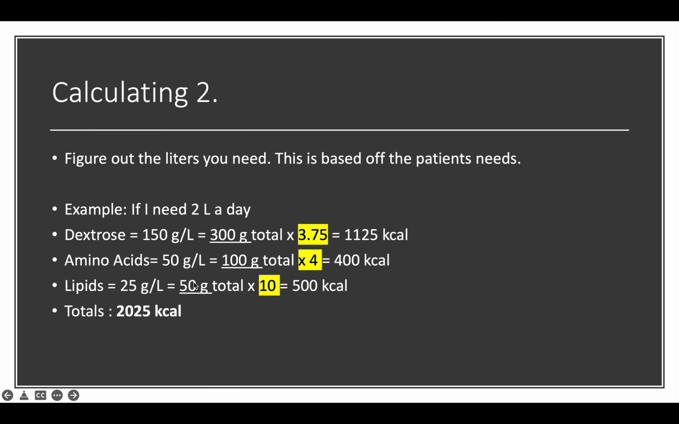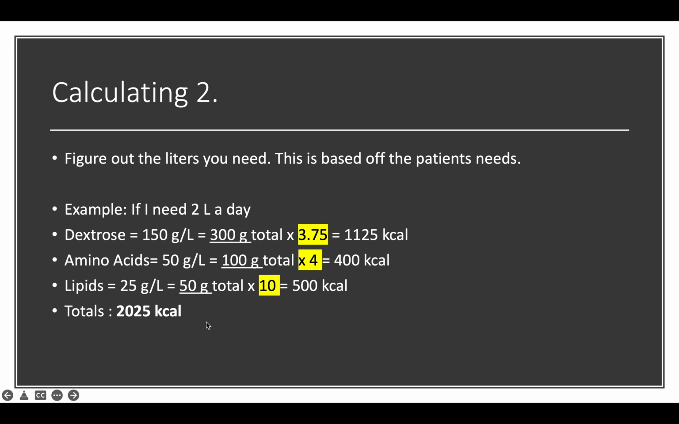And then again, with lipids, I have 50 grams total. So I times that by 10 kcal per gram. So 50 times 10 is 500. So 500 calories from lipids. Add all 3 of those numbers up, and that is my total calories. So I have 2,025 calories from this solution, and then I have 100 grams of protein from this solution.